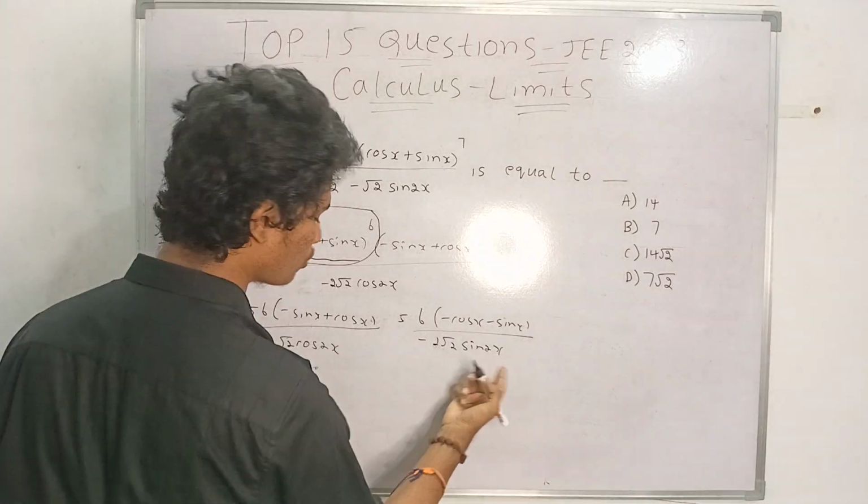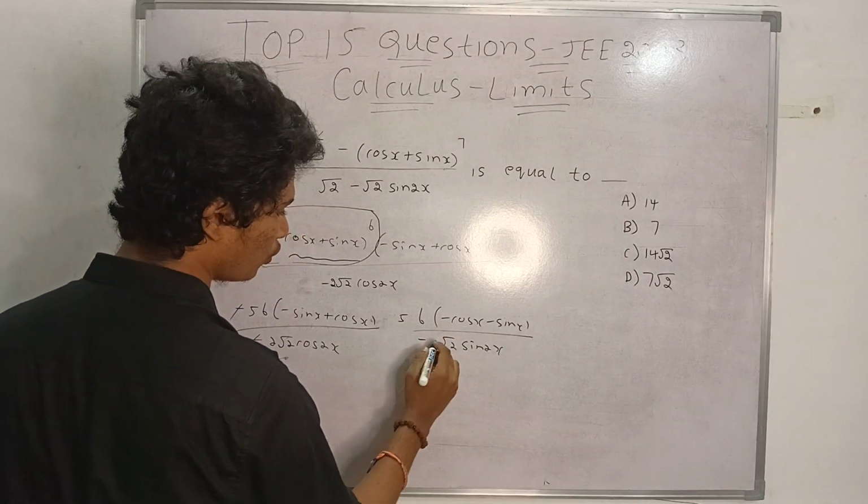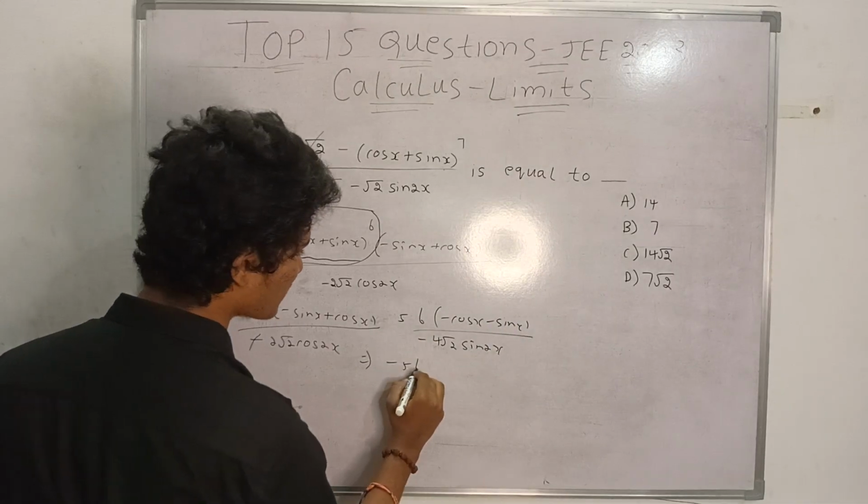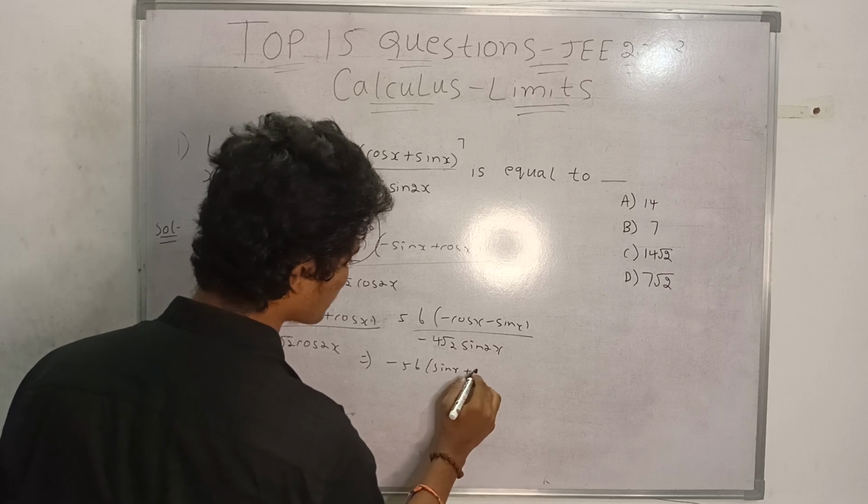whose derivative is minus sin 2x, and for 2x it is 2. So it will become 4 root 2. And here when we take the common minus, you will get minus 56 into (sin x plus cos x).